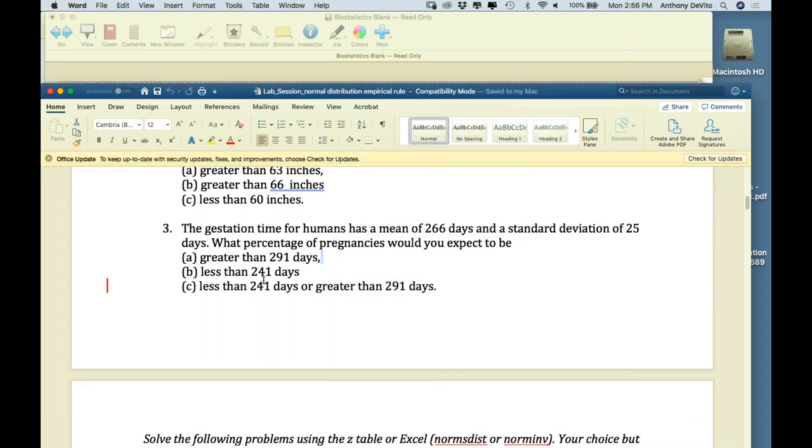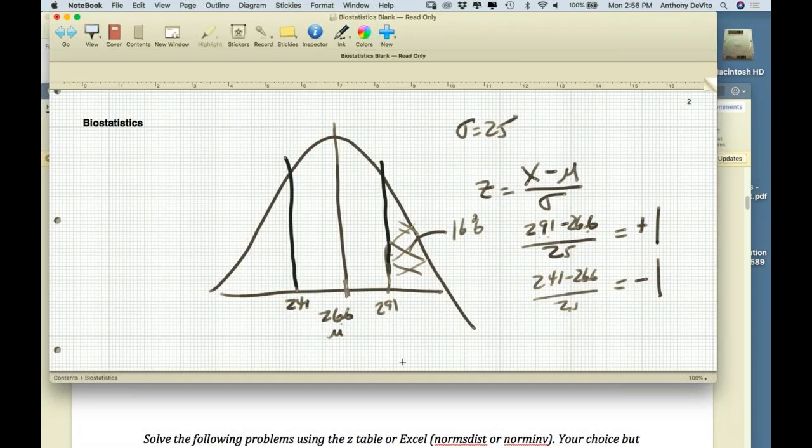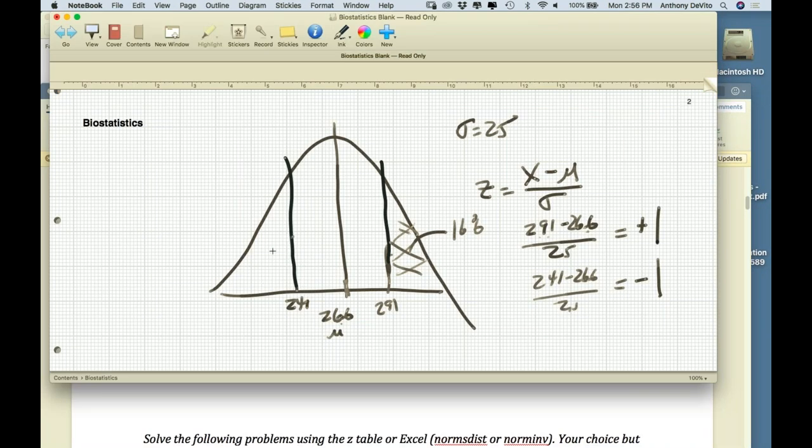Okay, now let's go back and take a look at less than 241 days. If we use the same formula, 241 minus 266 over 25, well, this is minus 25 over 25. That's equal to negative one standard deviation, right? Less than 241 days, similarly, is 16%, because the middle part is 34 and 34, 68%.